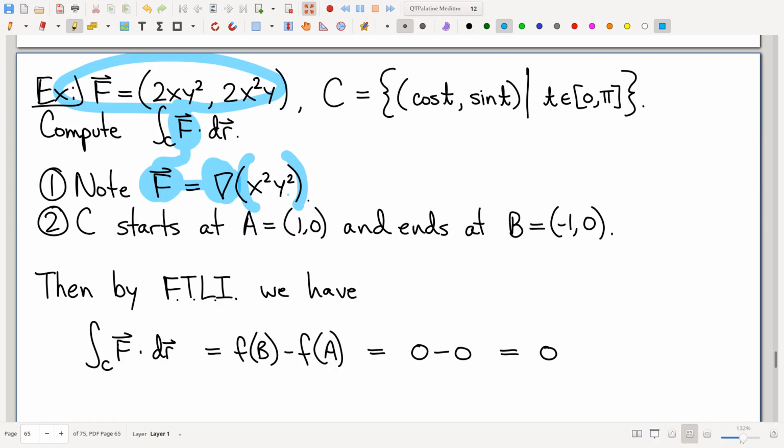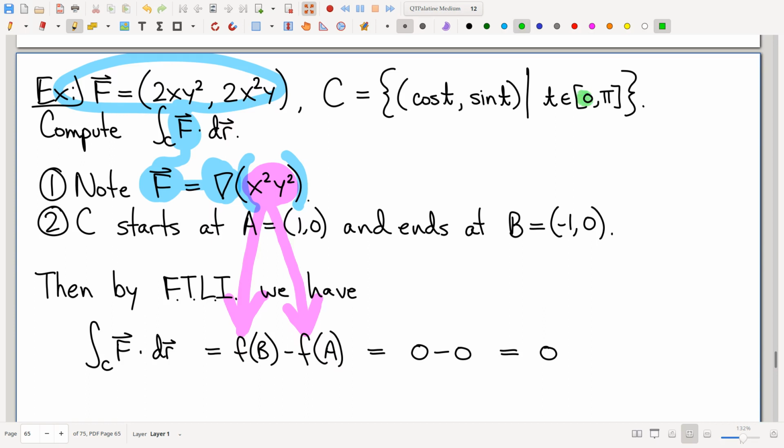Okay, so again, we need to have that anti-gradient. Remember the anti-gradient, that's the thing that we're going to plug into. That's this little f function that we'd be plugging into. But now that I've identified that my integrand is in fact a gradient, I can cite the fundamental theorem of line integrals. Now I just need to know the starting point and the ending point.